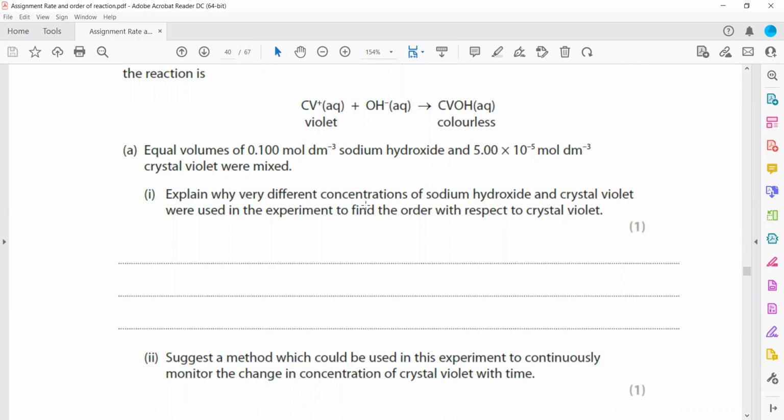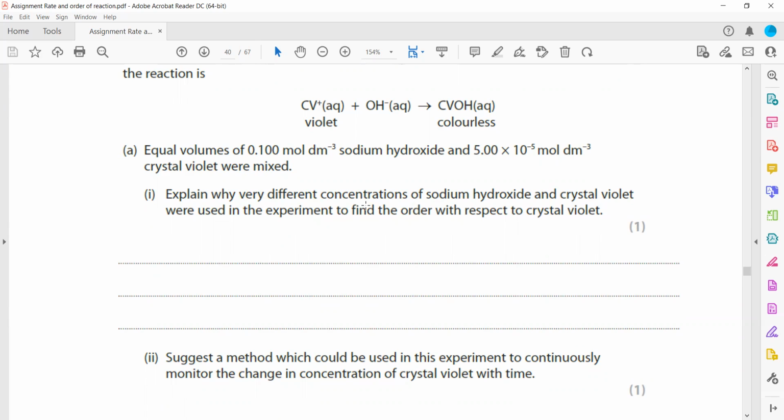Only one technique which is not acceptable is quenching, like taking out a sample, then quenching and then either titrating with acid or alkali. The problem is that this crystal violet will change color. So if you take out a sample and quench it, but you try to titrate with acid or alkali, then the crystal violet will change its color. That's why quenching is rejected. Any other is acceptable.